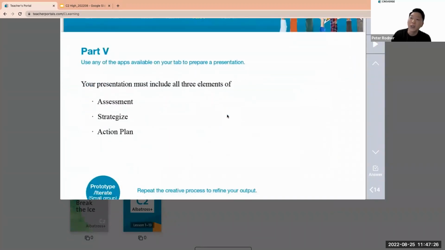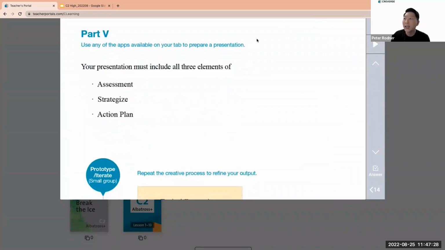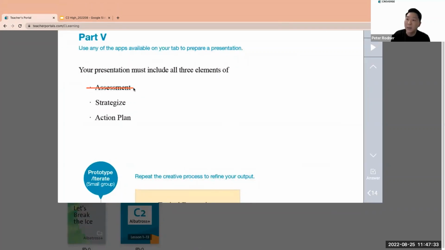So here, the presentation must include all 3 parts. Again, like I said, I don't normally do all 3 parts. It's very rare. So I would maybe eliminate the assessment part and I would have them say, hey, we have a guy, Mike, he lost his job. I want a strategy and I want an action plan, right? So what can he do to get a new job, okay?